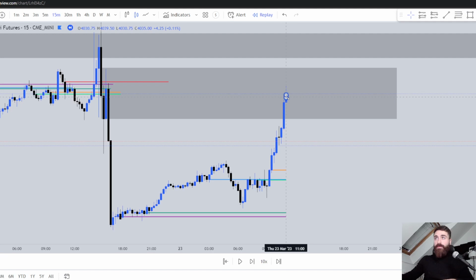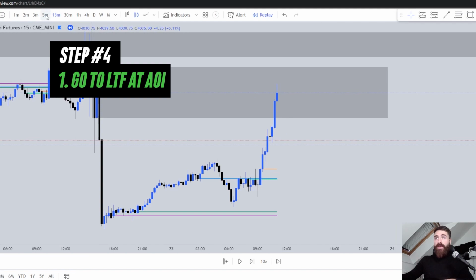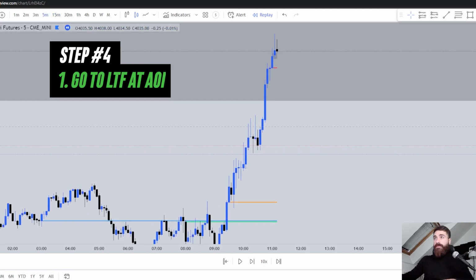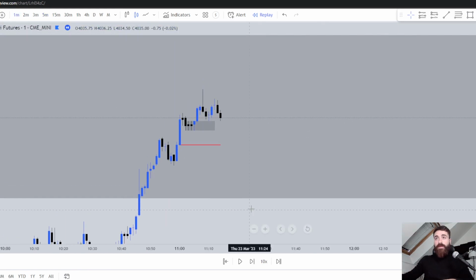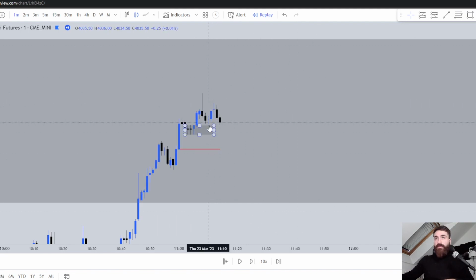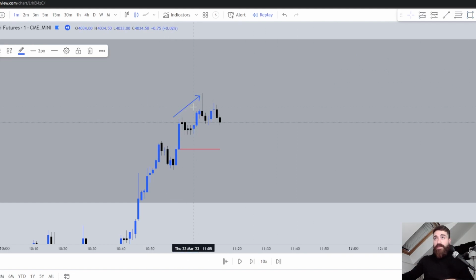So, step number 4, go to the lower time frame when the price reaches our area of interest. Okay, so now we go to the 5 minutes. We can even go lower to the 1 minute. And what do we see? This is still step number 4. We have to identify the last order block which caused the last high. So in our example right here, what is our last high? Here. What caused this big candle right here? So this area caused this high right here.